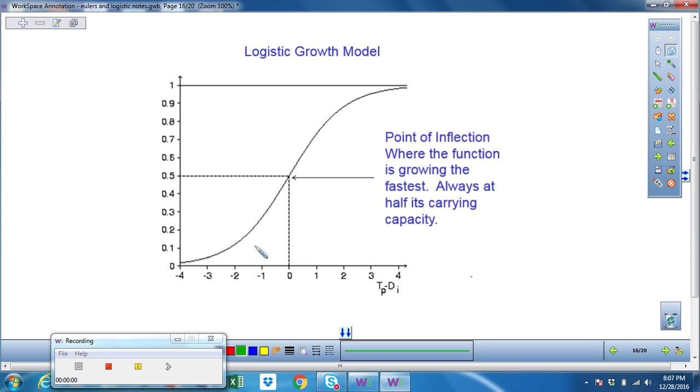This is a logistic growth model. You probably remember this from pre-calc. And this point of inflection is where the function is growing the fastest, and it's always at half its carrying capacity. So whatever the carrying capacity is, it's growing the fastest when it's half that amount. And that's a question that shows up a lot on the AP exam as a multiple choice question, so that's something good to know. You want to put a star by this and remember that. It's not in your notes, so you want to write it down. But it's always growing the fastest when it's half its carrying capacity.